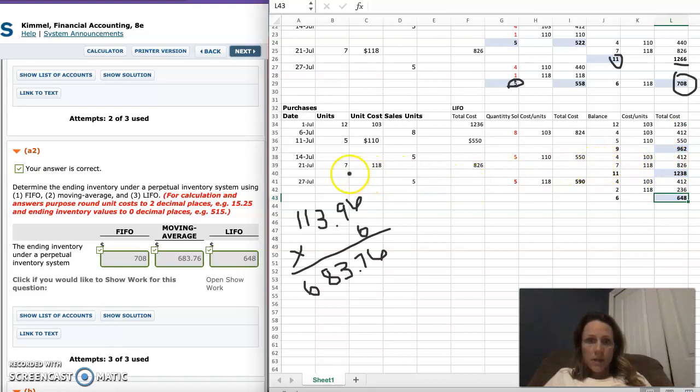Then we come over here and they purchased on July 21st 7 more units at the price of 118 per unit. So if we add those 7 units to the leftover 4, we get 11 units. And then we add the leftover 4 units at 103, a total of 412. We add that to 826 and we get 1238. Oops, I've got to undo that. Sorry.